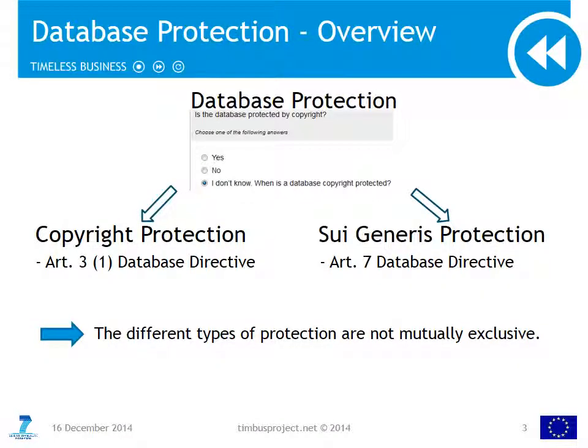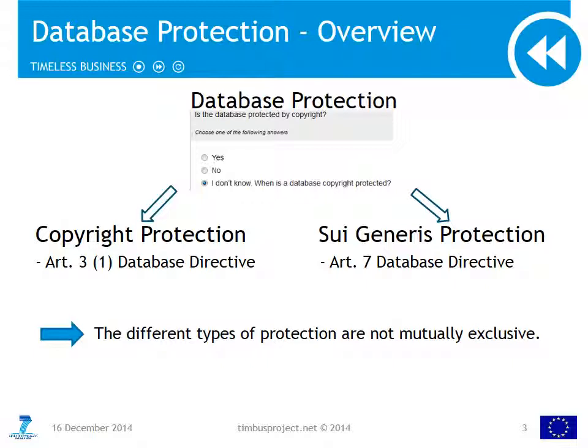Whenever performing digital preservation of third-party material, such as databases, an organization must determine whether the preserved objects are protected and what rights might be infringed during the performance of digital preservation. 2 types of protection could apply, depending on the nature of the database. Some databases are protected by Article 3.1 of the Database Directive. This article states that if a database meets the defined criteria, it will be protected by copyright.